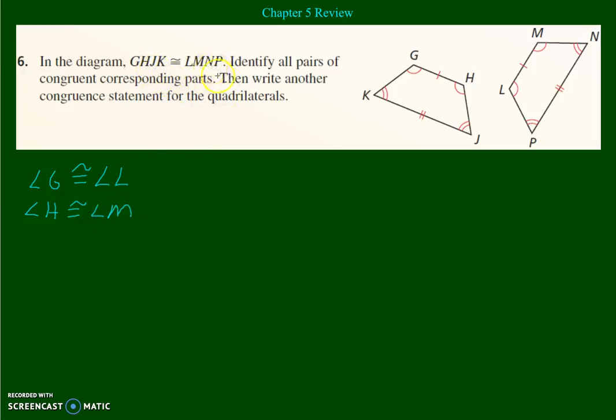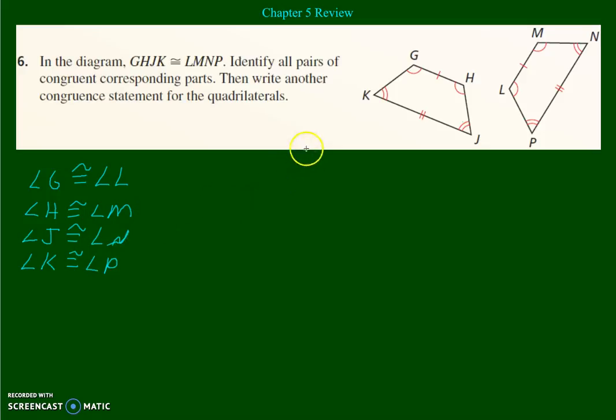J and N are congruent, and you can see J and N have the same number of these curved angle marks. These mean that these two angles are congruent. So angle J is congruent to angle N. And K and P correspond. So angle K is congruent to angle P.